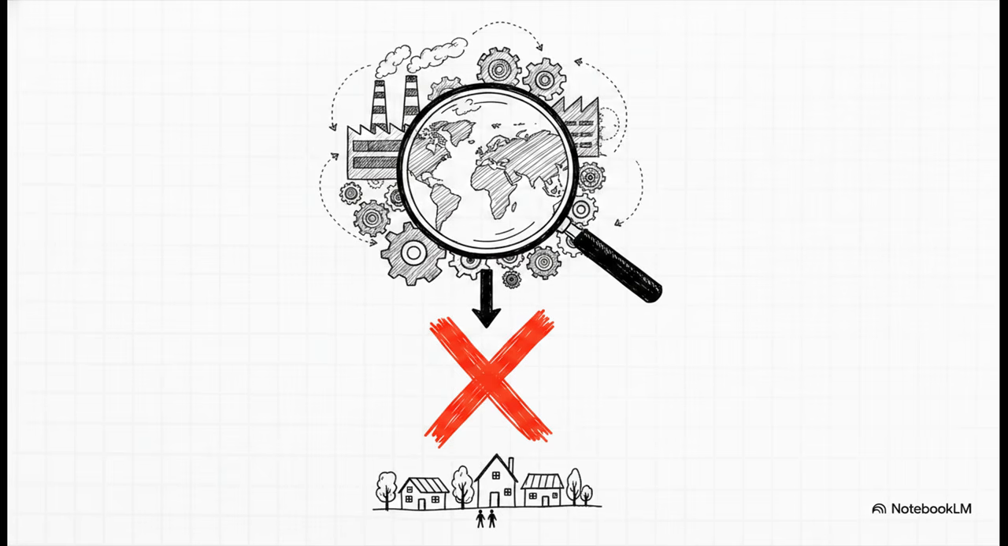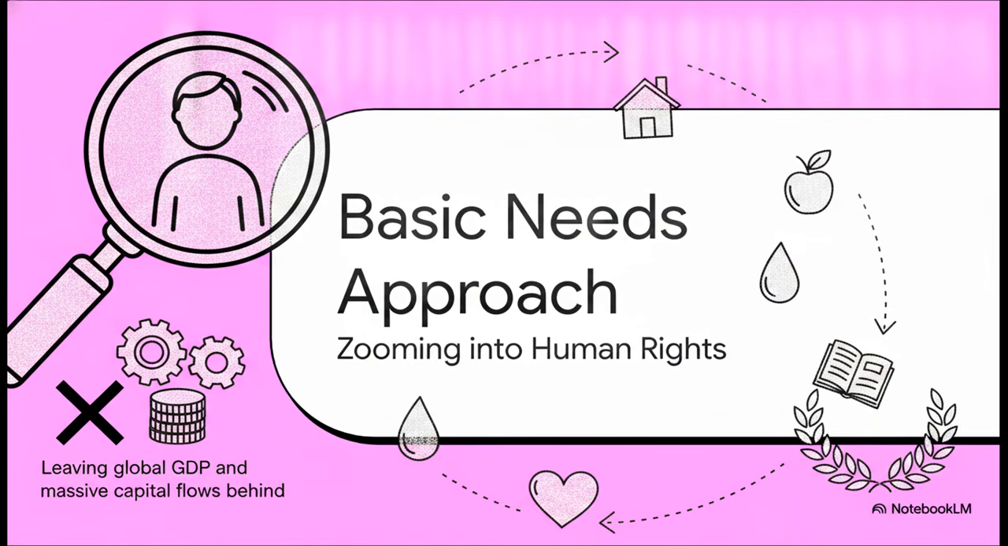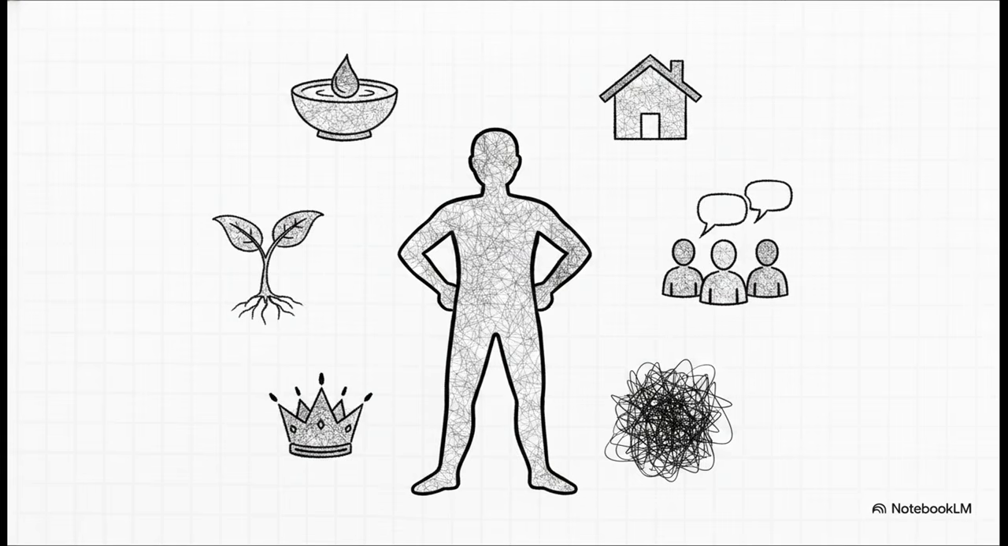It does a great job diagnosing the system, sure, but it doesn't tell a struggling village how to actually improve its living conditions. Let's move to Part 4 and see how this builds. The basic needs approach. Okay, we're going to zoom all the way into the individual now. We're leaving global GDP and massive capital flows behind for an approach from the 1970s that is entirely centered on human rights. Thinkers like Paul Streeten fundamentally redefined what development actually meant.